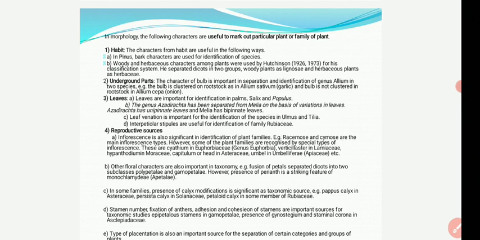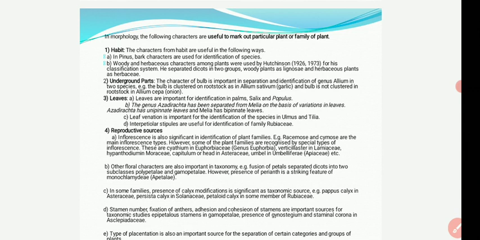First character, that is habit. The characters from habit are useful in the following ways. First, in Pinus, bark characters are used for identification of species. Secondly, woody and herbaceous characters among plants were used by Hutchinson for his classification system. He separated dicots into two groups, woody plants as Lignosae and herbaceous plants as Herbaceae.